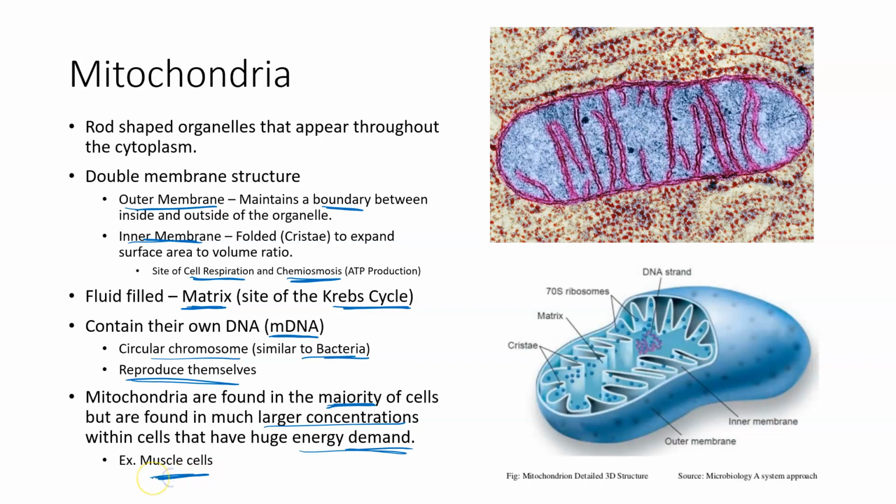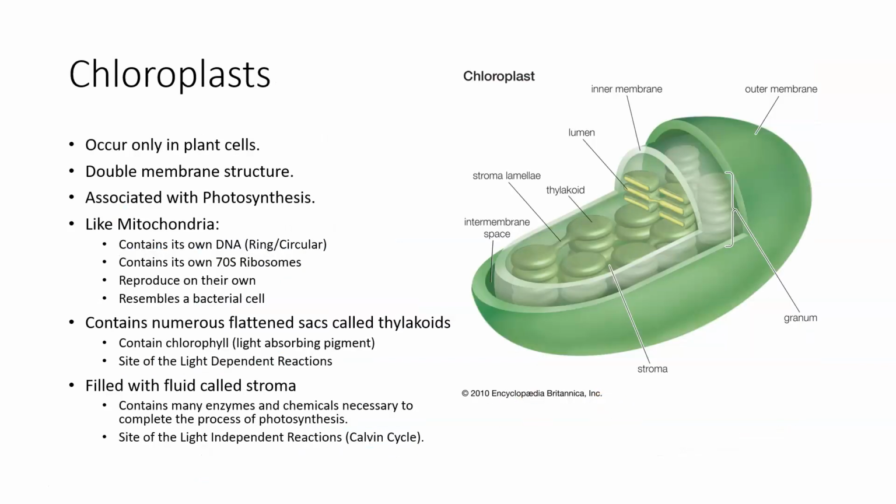Muscle cells would have tons of mitochondria because it requires a lot of energy to contract and use a muscle the way a muscle is supposed to be used. Chloroplasts, just like mitochondria, have a double membrane. Notice you have an outer membrane, an inner membrane, and then, not tied to the inner membrane like the cristae of mitochondria, you have structures within that are perfectly designed to increase surface area to volume ratio.